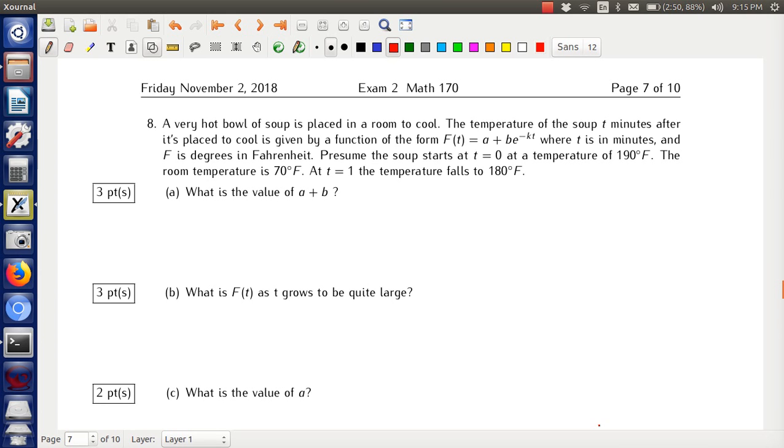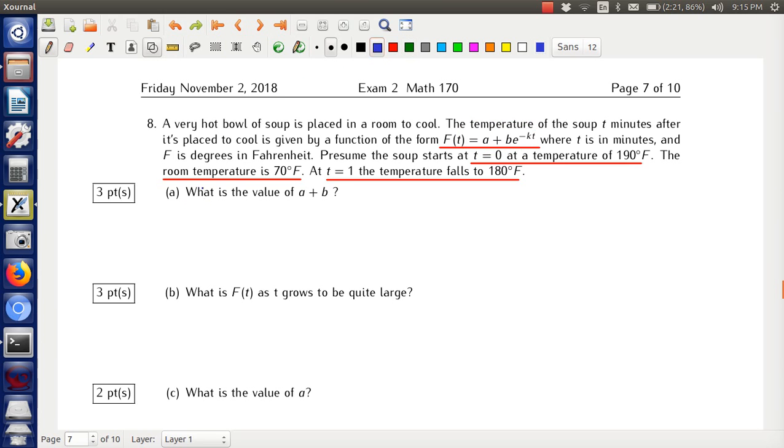Okay, I have a hot bowl of soup question. So I'm going to base everything around this formula. At t equals 0, we have a certain temperature, and later, room temperature. So we have all this information. What is the value of a plus b? Well, that's a little harder, but let's just look at what it's asking.